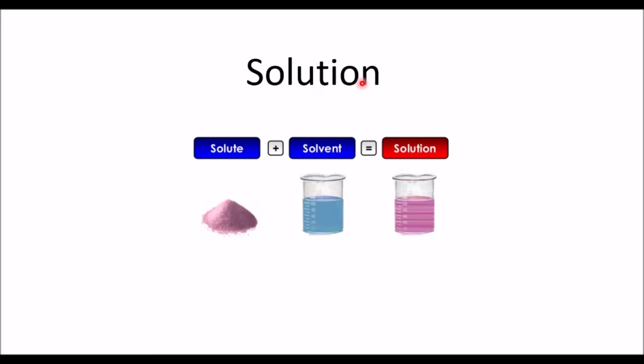A solution is a homogeneous mixture of two or more substances. A solution consists of a solute and a solvent. The substance that is present in the greater amount is called the solvent. The substance that is present in the smaller amount is the solute. Water is considered as the universal solvent.